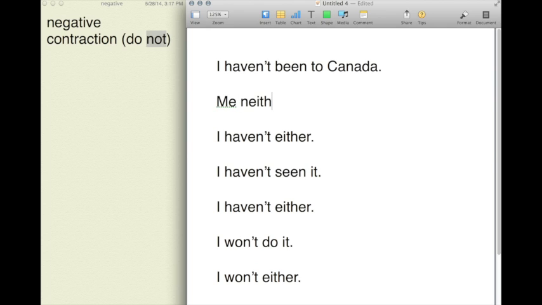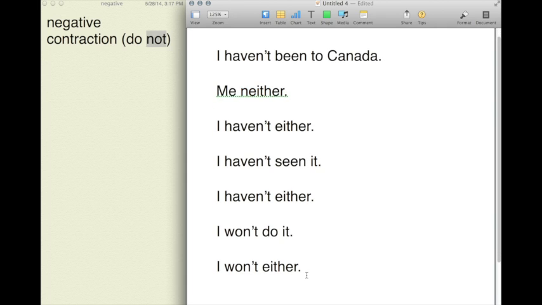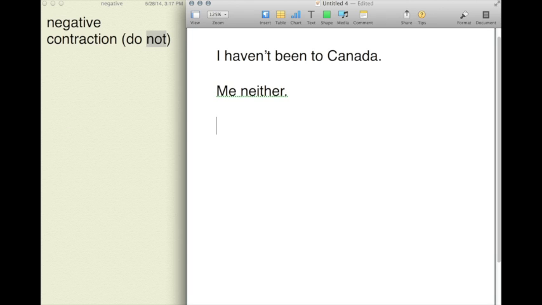Me neither. Not either. You cannot use either here. You have to use neither. Okay? Me neither. I won't do it. Me neither. It's the same. It never changes. So this one, again, is very easy. Okay? Again, it is very easy.